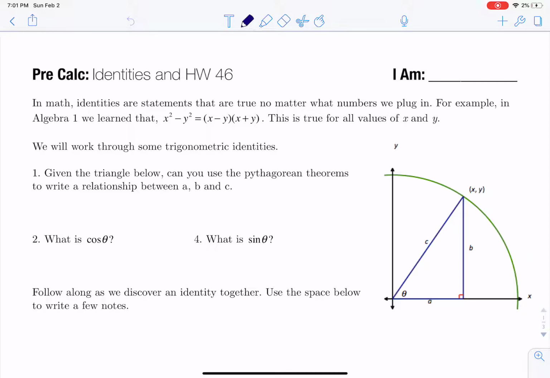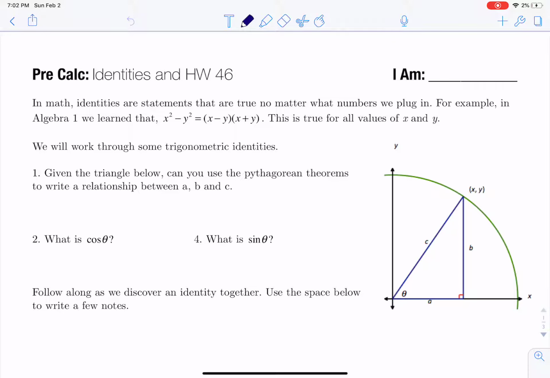Hi guys, here is your lesson as we get ready to really dive into some of these identities that we'll work with our trigonometric functions. If you read the beginning blurb here, it says, in math, identities are statements that are true no matter what numbers we plug in. For example, in Algebra 1, we learned that x squared minus y squared is equal to x minus y times x plus y. And we know that this is true for all values of x and y.